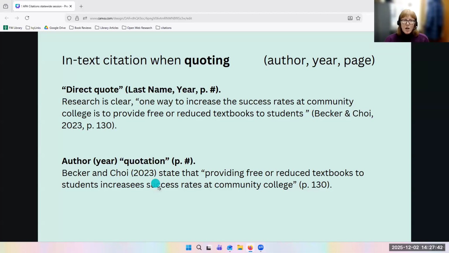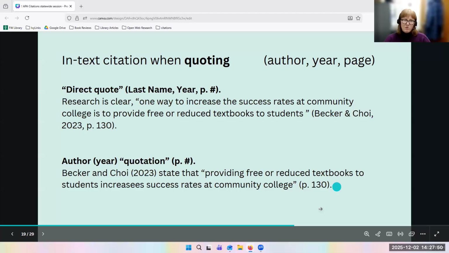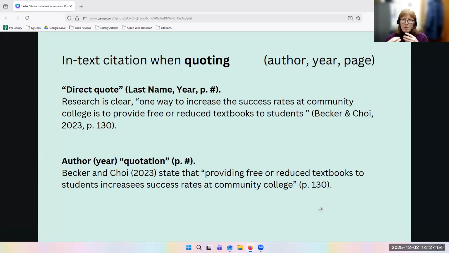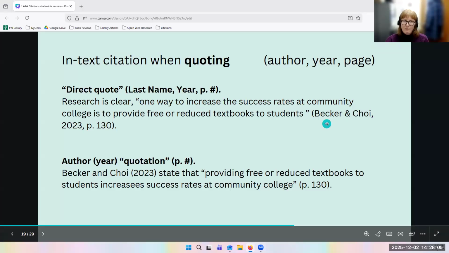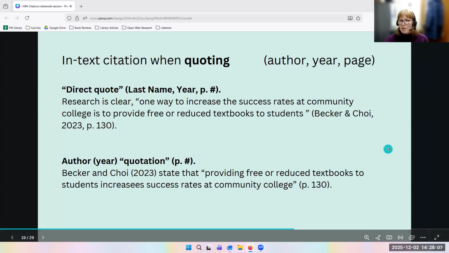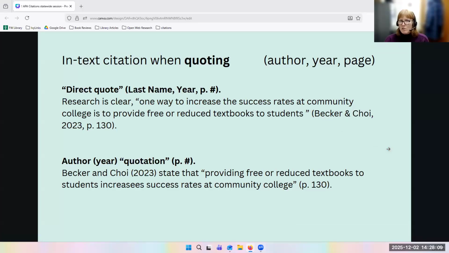But we also have the option to talk about the author in the text and include the year, and then also include the page number in different places, right? But it's really easy to write a quote and put author, year, and page. I think that's the simplest way to put a citation after a direct quote, is this one up here, okay?